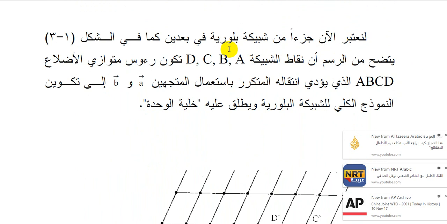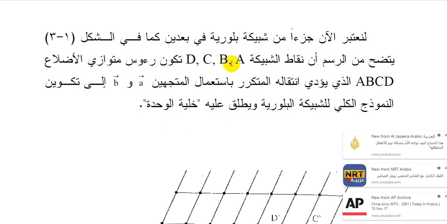Let's now take a segment of a crystalline lattice in two dimensions, as illustrated in figure 1.3. It is clear from the graph that the lattice points A, B, C, D are the vertices of the parallelogram ABCD, whose repeated translation by using both vectors A' and B' forms the overall model of the crystalline lattice, denoted as the unit cell.